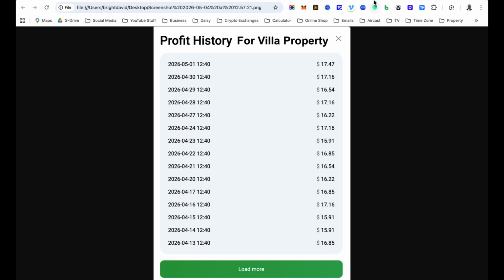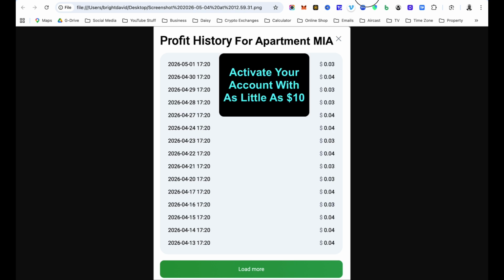So, as I said, everybody is not the same. You may not have the $3,120 to start the villa property, but you will have $10 for this apartment in Miami. It's not much. What are you waiting for? Just give me one reason why you cannot activate your account with as little as $10, guys.